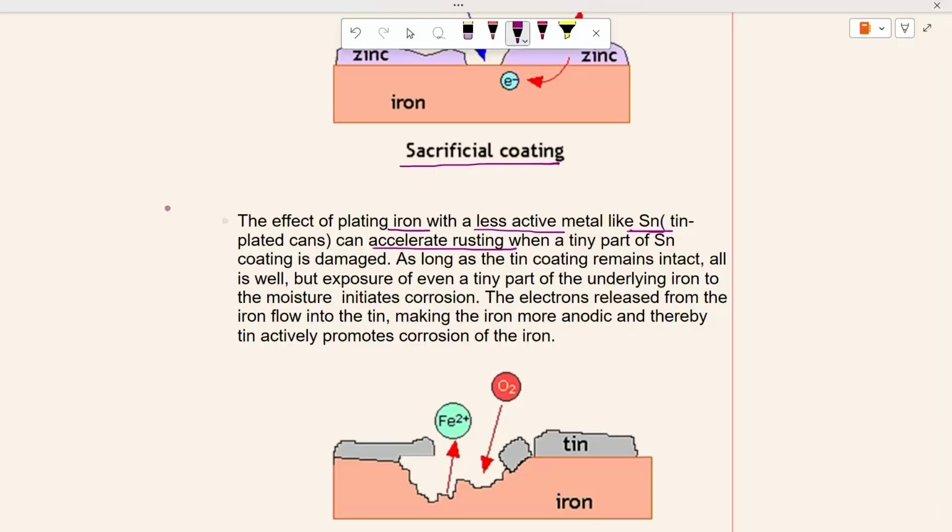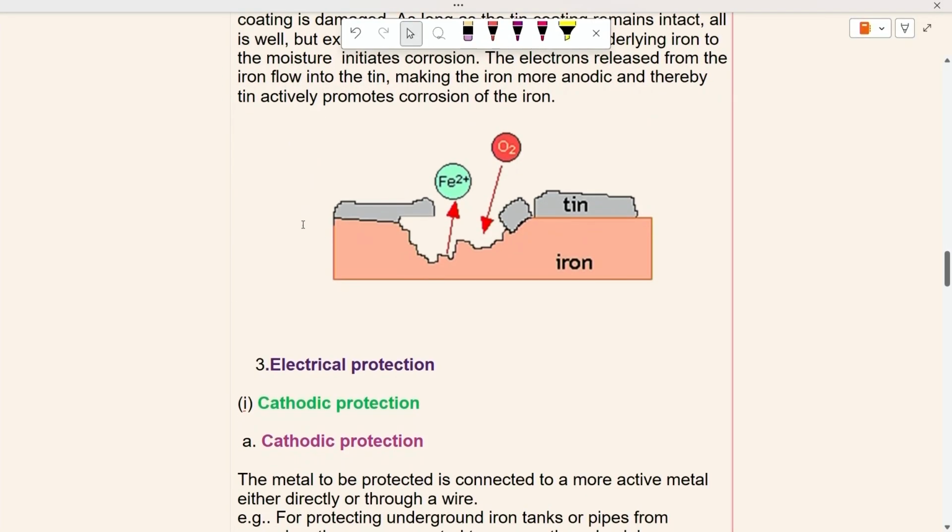As long as the tin coating is intact, everything is okay, there will not be any rusting. If there is a small pinpoint destruction of the tin coating, rusting takes place, and it occurs at a very high rate, and in a few days you can see that the whole thing is rusted. Okay, so that is the picture here. Once the tin coating is broken, iron gets oxidized, and the tin takes up the electrons, and this occurs at a very high rate, because tin is ready to accept electrons.